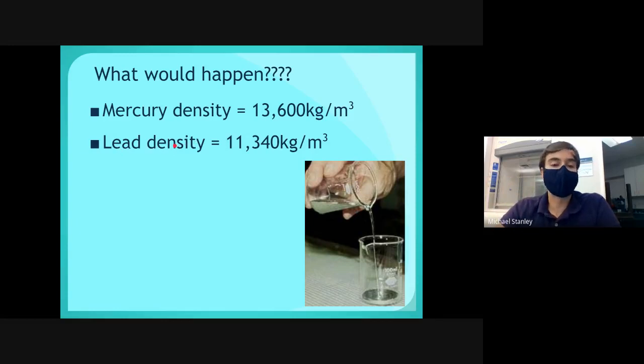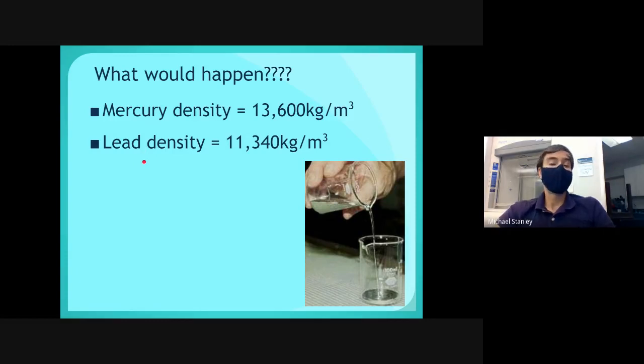Lead, like most metals, is a solid at room temperature. But mercury is very interesting. Mercury is one of the few metals that is a liquid at room temperature. The melting point of mercury is somewhere around 50, 60 degrees Fahrenheit. So mercury is a metal, it's very dense, but it is usually a liquid at room temperature.